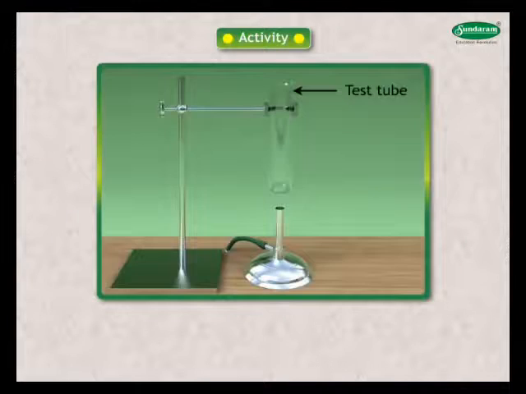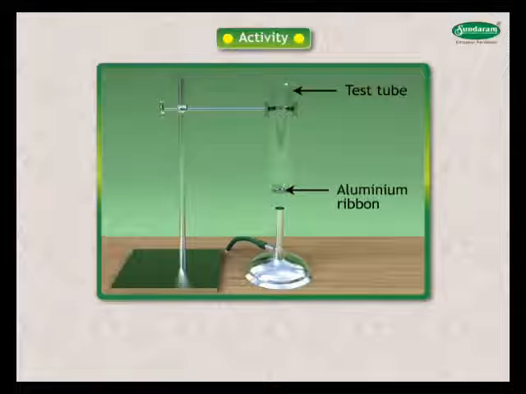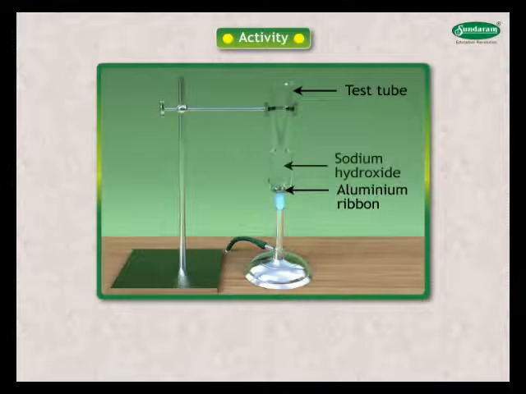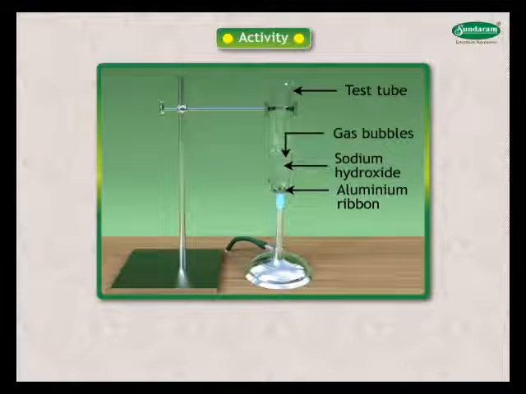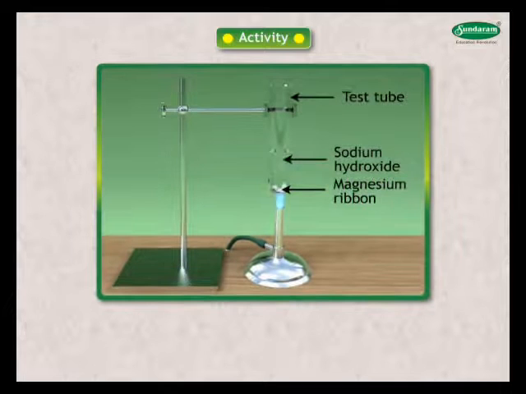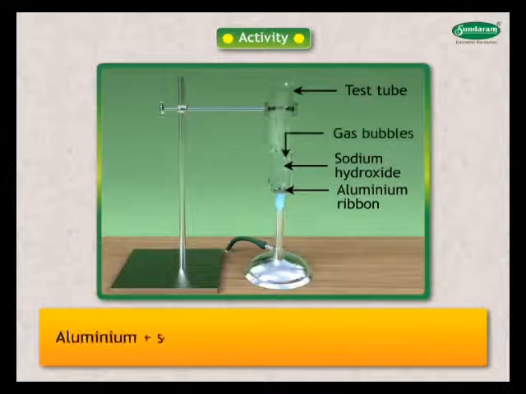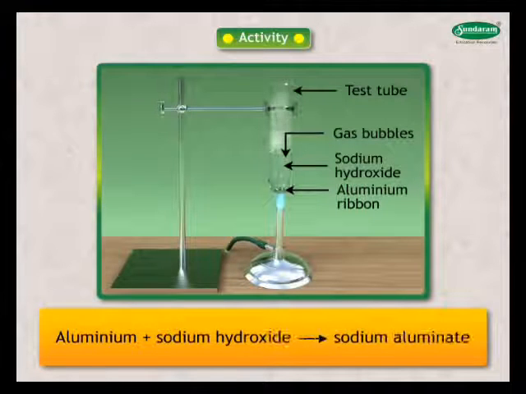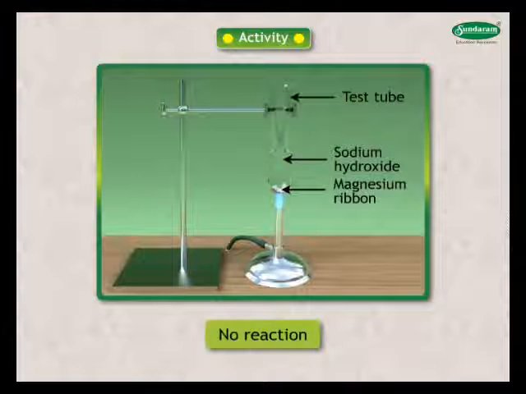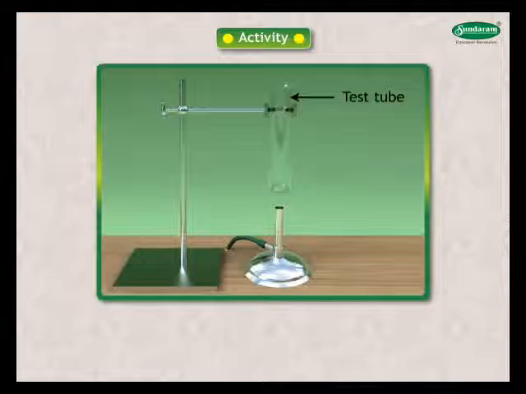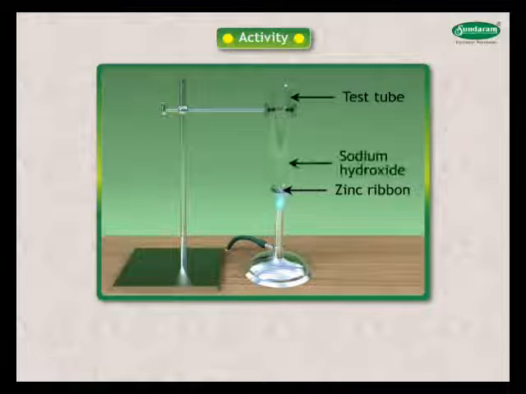Let us perform this activity. Take few pieces of aluminium ribbon in a test tube, add 3 milliliters of sodium hydroxide to the test tube and warm. Observe. Repeat the process with magnesium metal. Aluminium plus sodium hydroxide gives sodium aluminate. Magnesium does not react with sodium hydroxide. Write the balanced reaction between zinc and sodium hydroxide.